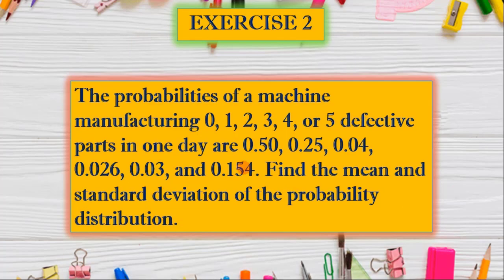For exercise number 2, the probabilities of a machine manufacturing 0, 1, 2, 3, 4, or 5 defective parts in one day are given. So we have 0.5, 0.25, 0.04, 0.026, 0.03, and 0.154. Find the mean and the standard deviation of the probability distribution.